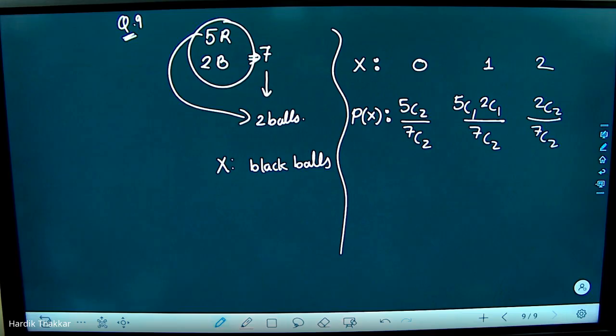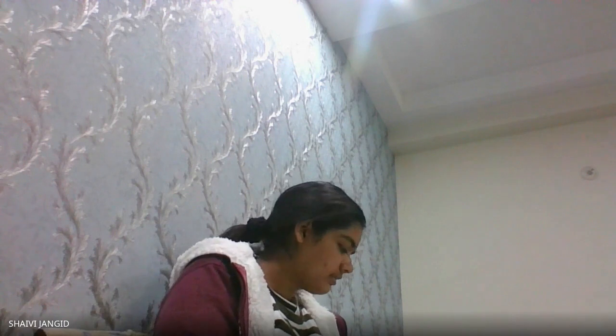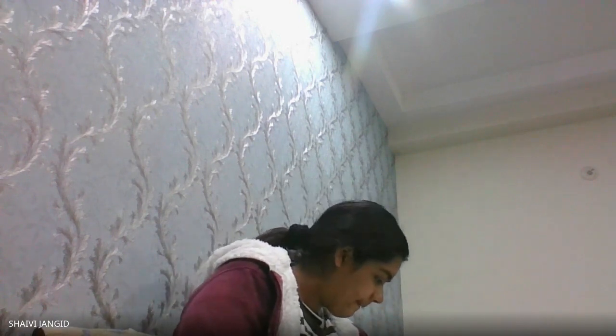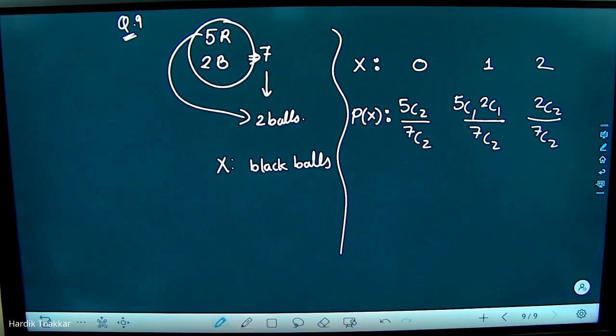So if it says that a sample of 4 items is drawn at random, that means either it will have 0 defective items, 1 defective, or all are fine. So we'll have 0, 1, 2. Why? Because we are drawing four items and we have only two defective items. Yes, sir. Okay. Can I solve this question?